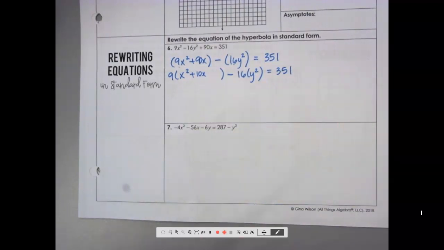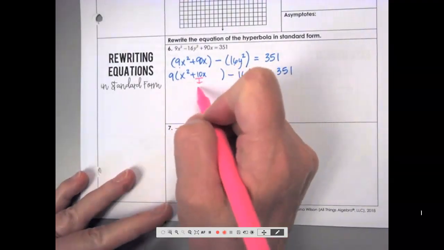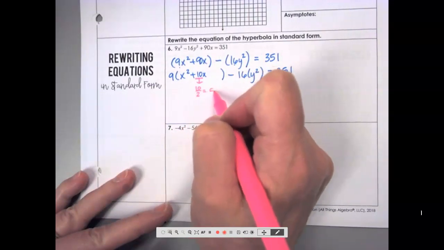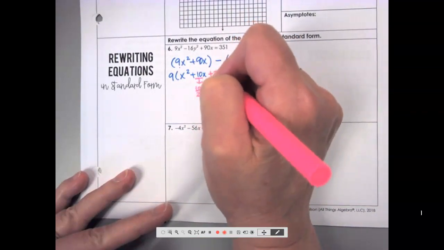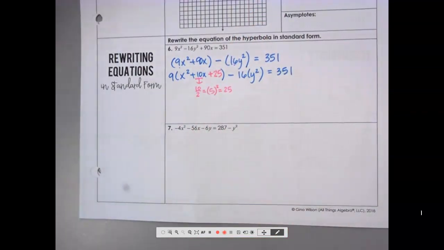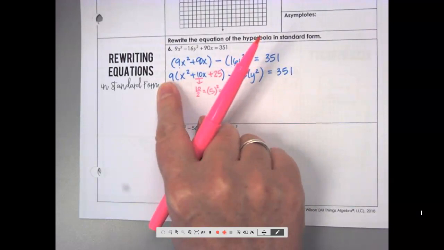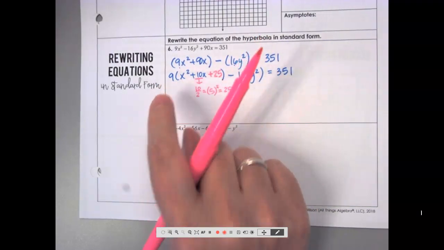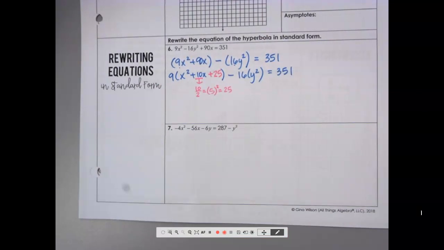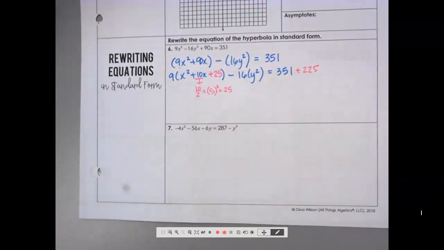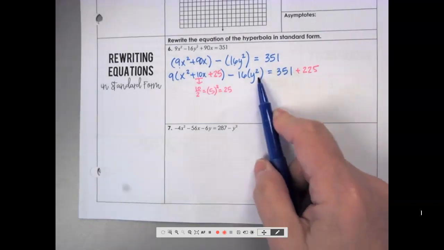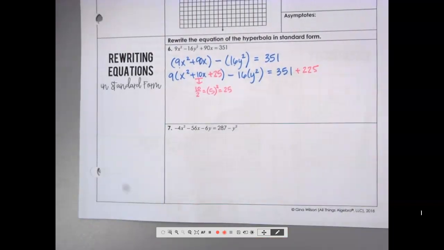Okay, then we do that weird little step. Take your 10, divide it by 2, that's 5, square it, and we get 25. So I'm going to add 25 right there. But I didn't really change the left by 25 because it's also getting multiplied by this 9. So what is 9 times 25? 225. So to balance it out, I've got to add 225 over here. Okay, there's nothing in here to take half of and square, so we're done with the y's.